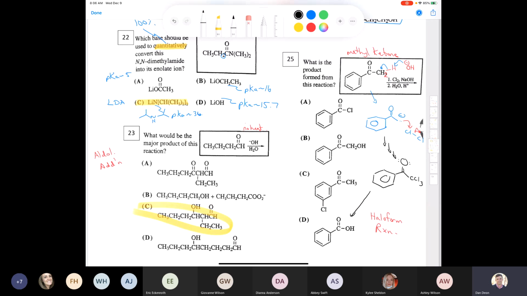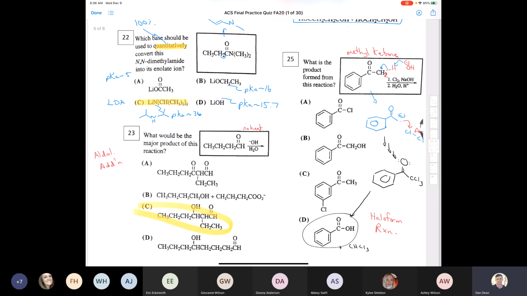And so in this case, you would end up with benzoic acid, and of course you end up with CHCl3, which is chloroform, as a byproduct as well. So that's the haloform reaction. Make sure you know the haloform reaction, very important reaction in organic chemistry. One of the classics. Okay, let's move on from there.